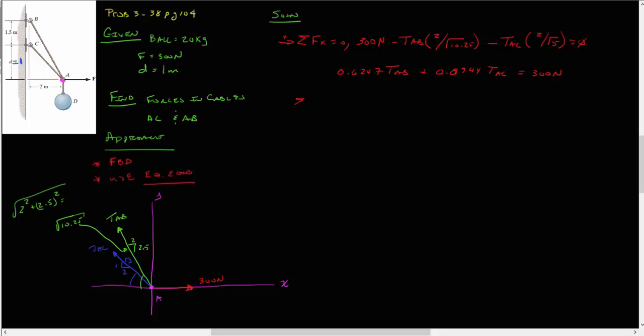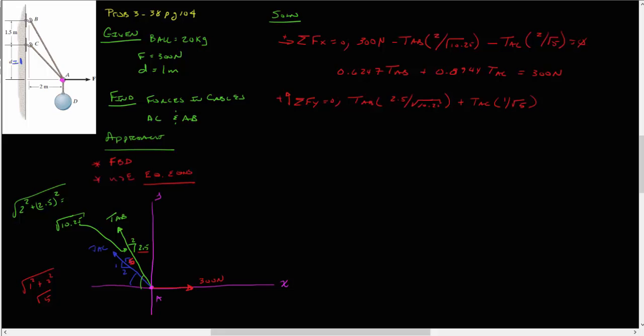Now let's sum my forces in the y. Going up is positive, so I'm going to have tension AB. 2.5 is the value we'd be looking at here, so it'd be 2.5 divided by the square root of 10.25 plus tension AC. Now we've got 1 over the square root of 3. I'm sorry, square root of 5. That's going to be 5, not 3. And how did I get that? 1 squared plus 2 squared, square root would be the square root of 5.